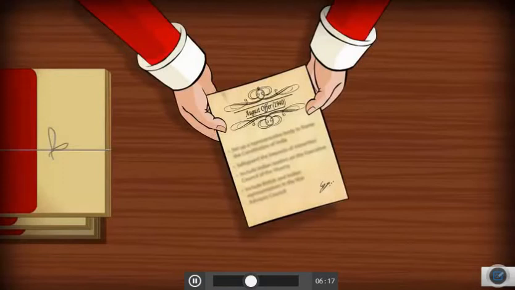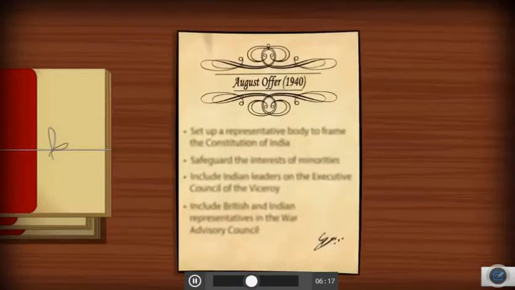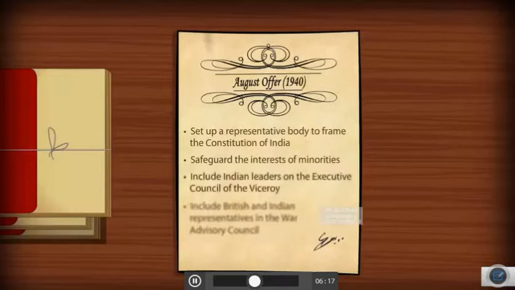The main terms of the offer were that the British would set up a representative body to frame the Constitution of India, safeguard the interests of minorities in case of constitutional changes, include Indian leaders on the Executive Council of the Viceroy, and include British and Indian representatives in the War Advisory Council.